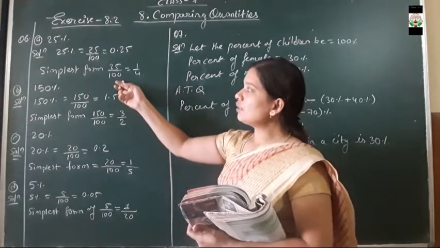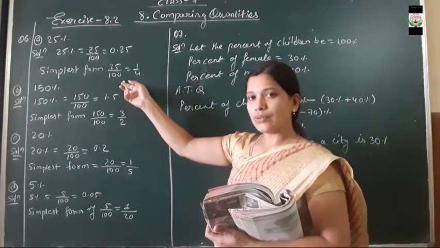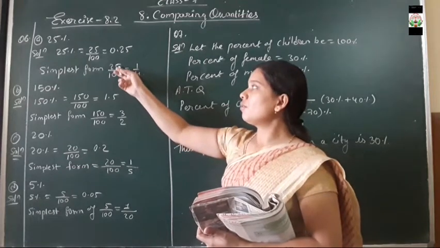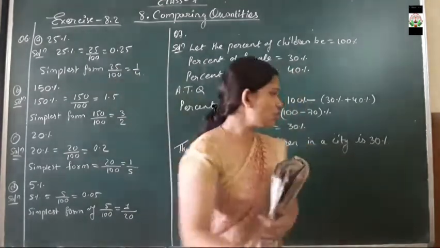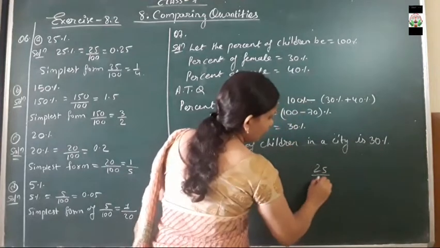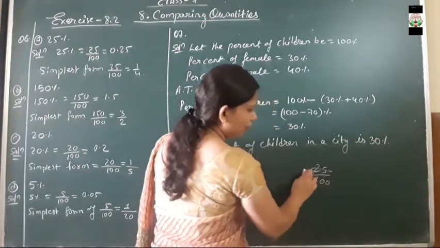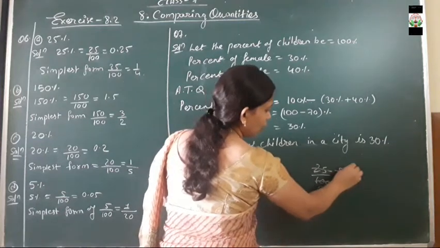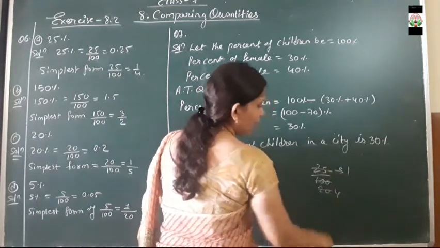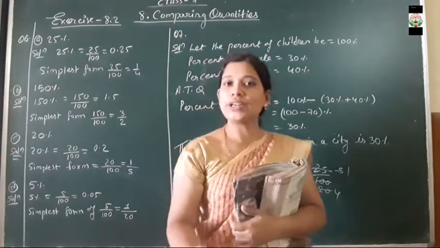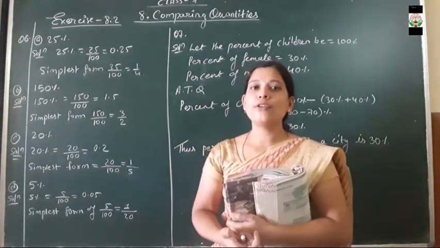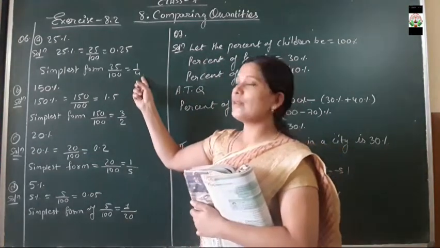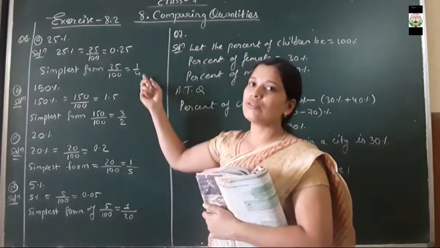In order to convert it into the simplest form, what are we going to do? We are going to divide 25 upon 100. As we know, in the table of 5, 25 comes 5 times and 100 comes 20 times. Now in the table of 5, 5 comes 1 time, so this will be 1 upon 4. And 20 comes in the table of 5 how many times? 4 times. So what will be the simplest form of 25 upon 100? That is 1 upon 4.